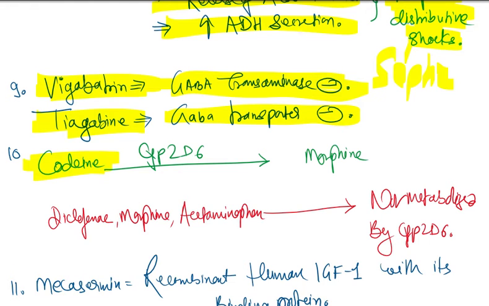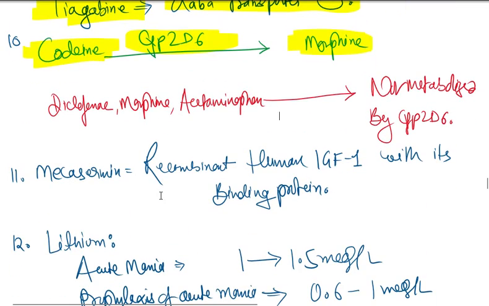Okay, next one, codeine. Now codeine is metabolized by CYP2D6 into morphine. So we have some other drugs like diclofenac, morphine, and acetaminophen. They are not metabolized by CYP2D6. So codeine is converted into morphine by 2D6.